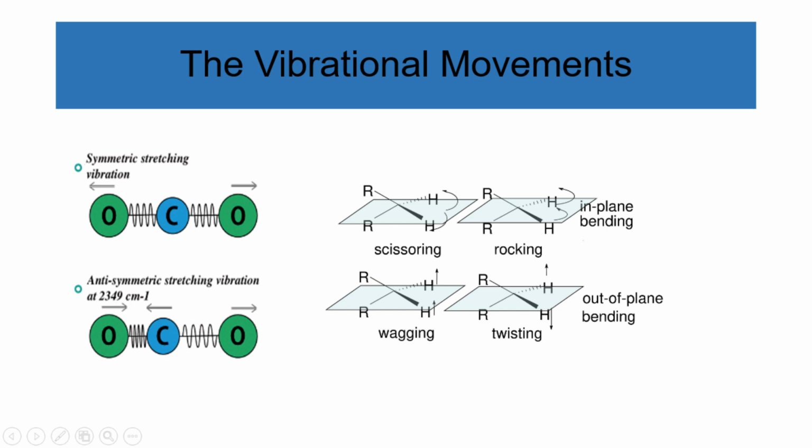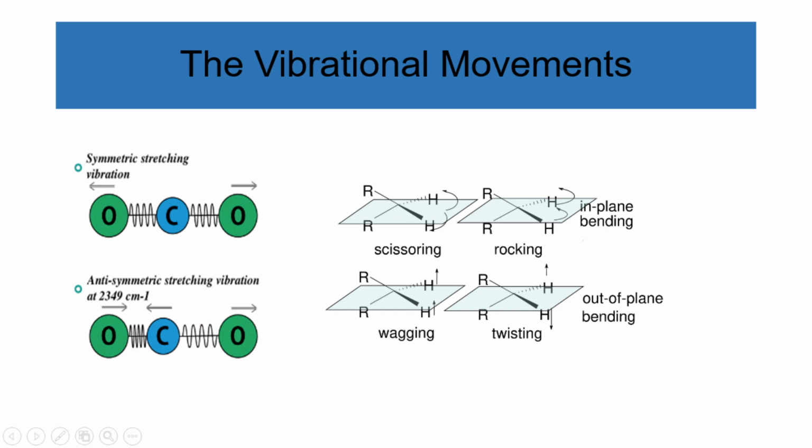Scissoring is an in-plane bending motion where two atoms or groups of atoms move towards or away from each other within the molecular plane. It involves the scissor-like motion of the atoms or groups in the same plane. Rocking is also an in-plane bending motion where a group of atoms rocks back and forth within the molecular plane. It involves the swinging motion of the atoms or groups around an axis within the molecular plane.